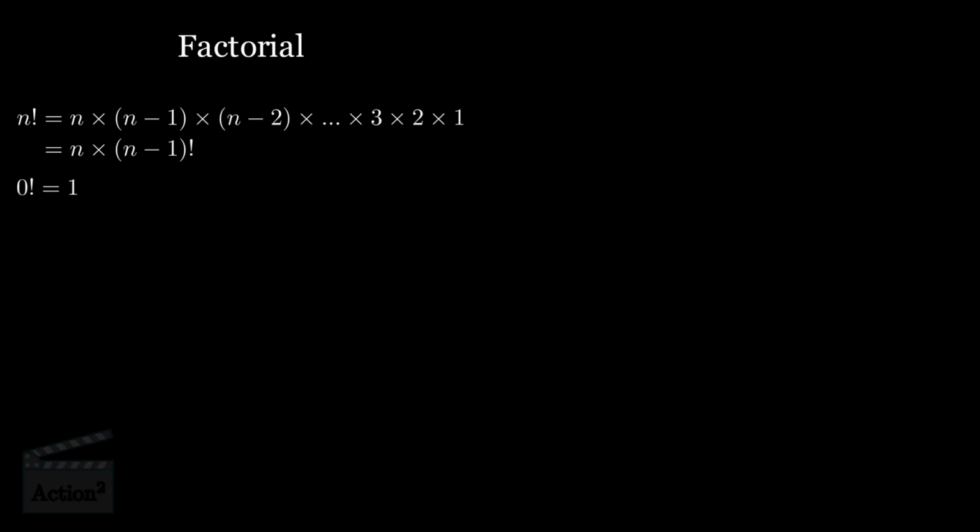The factorial of a non-negative integer n, or n factorial, is denoted by n followed by the exclamation mark, and is equal to the product of all the integers from n down to 1. Accordingly, the factorial of n is equal to the product of n and the factorial of its predecessor. Also, by definition, the factorial of 0 is 1. Due to being somewhat counterintuitive, this statement deserves a separate video. For our purposes, just assume it is true.